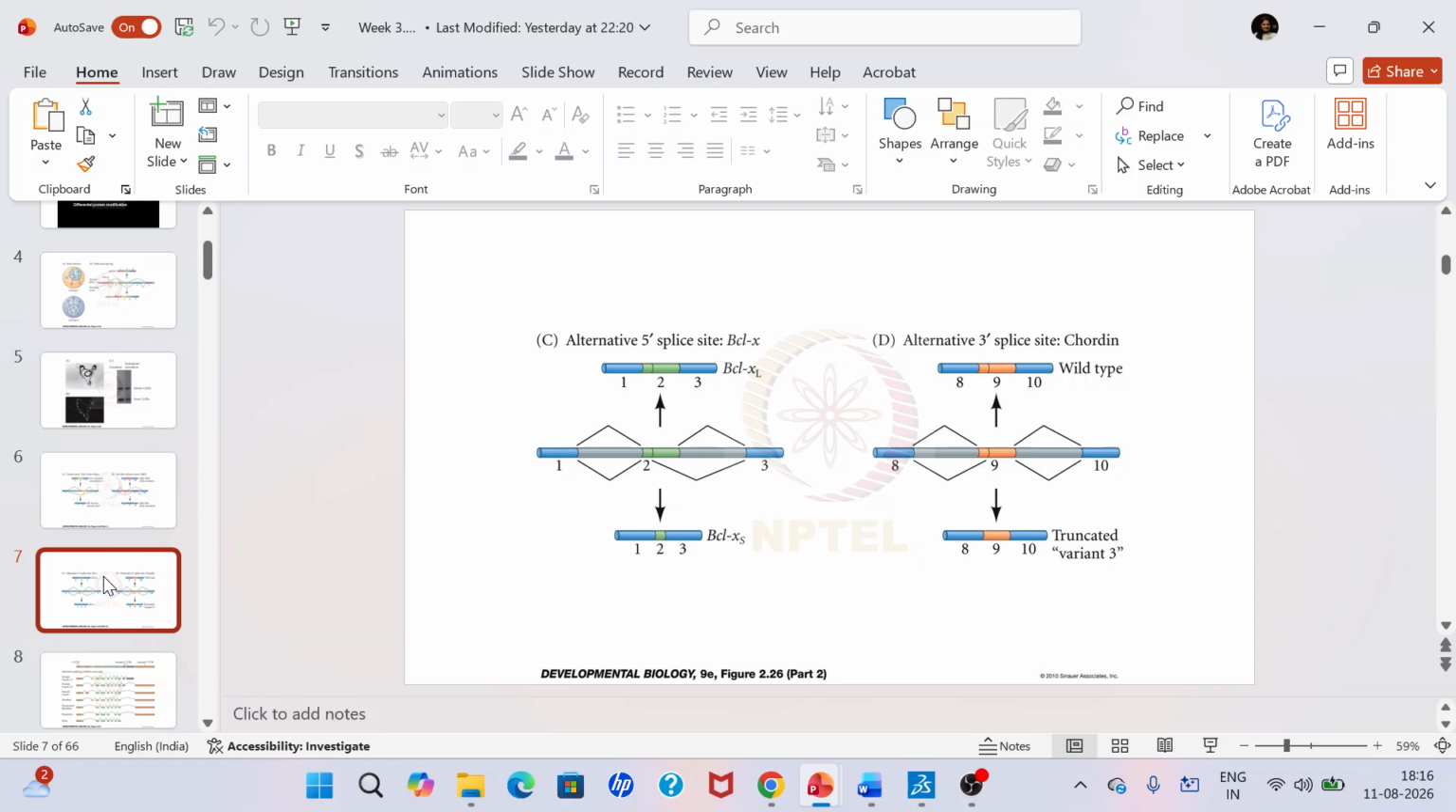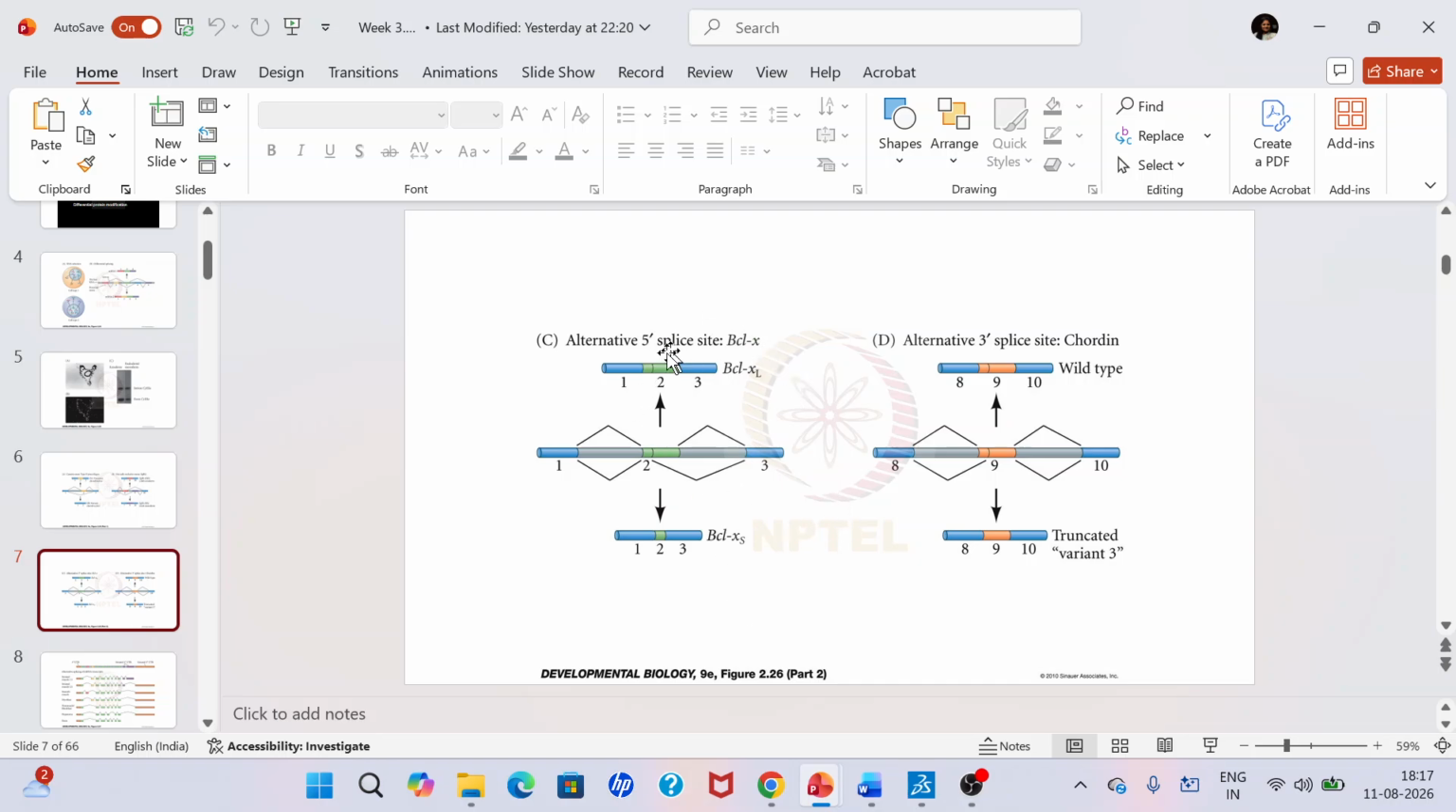Okay, another example is the alternative 5' splice site. For example, this BCLX2. This BCL factor, as you must have understood in the video also, is a major factor controlling apoptosis, the programmed cell death. So what exons are included? Either it is forming BCLXL or BCLXS, which can lead to different fates of a particular cell. Either it will undergo apoptosis or it will be prevented from apoptosis.